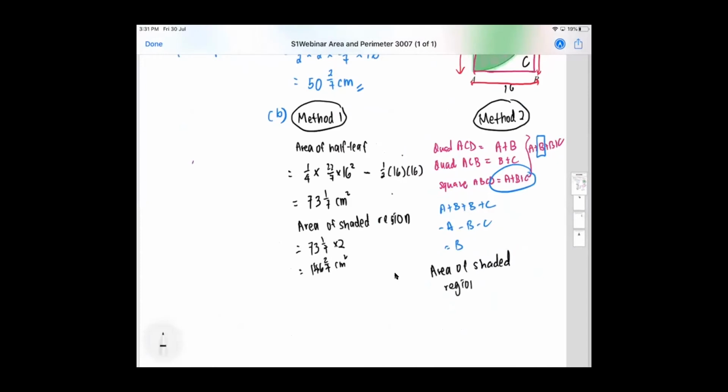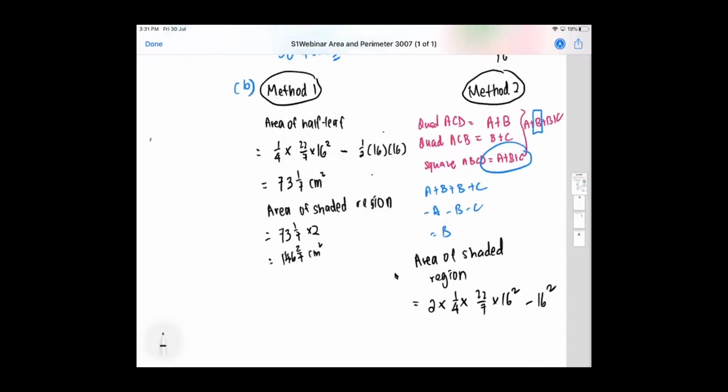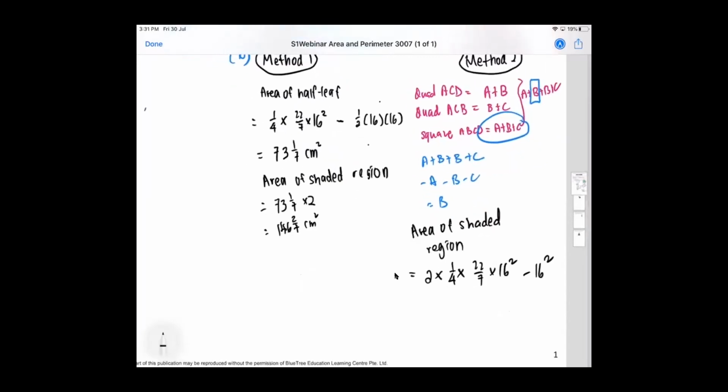region. I'm going to take 2 times a quarter pi r squared. Then I'm going to minus away the square, 16 squared, 16 by 16. Then I just key this whole thing into the calculator, and I will get the answer directly.